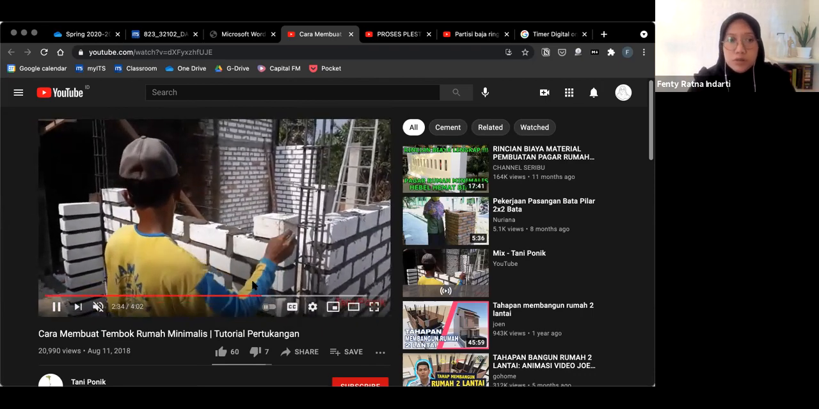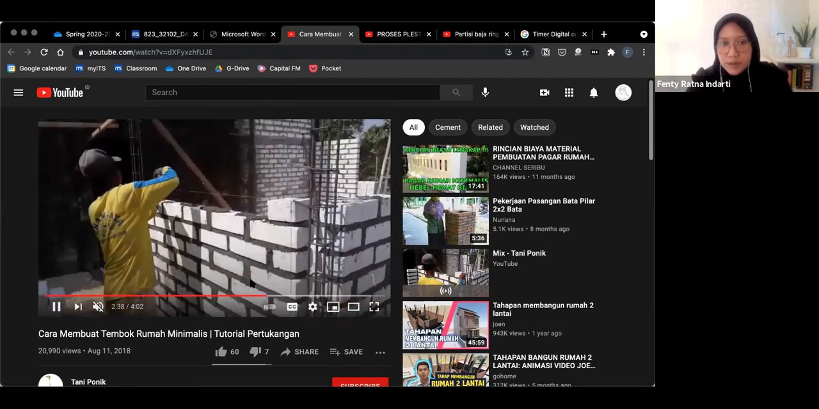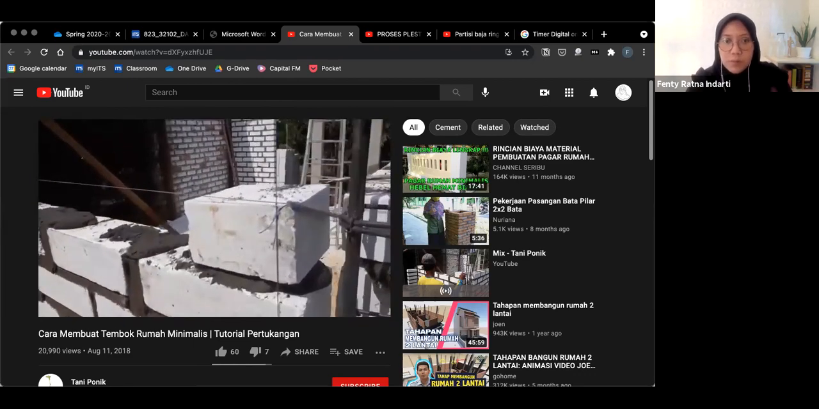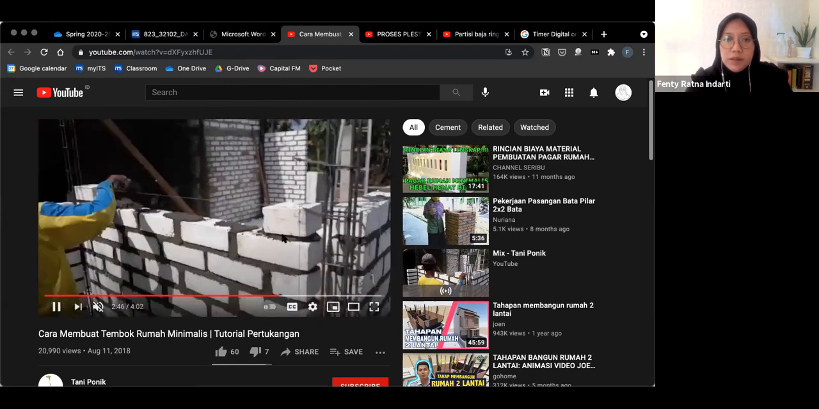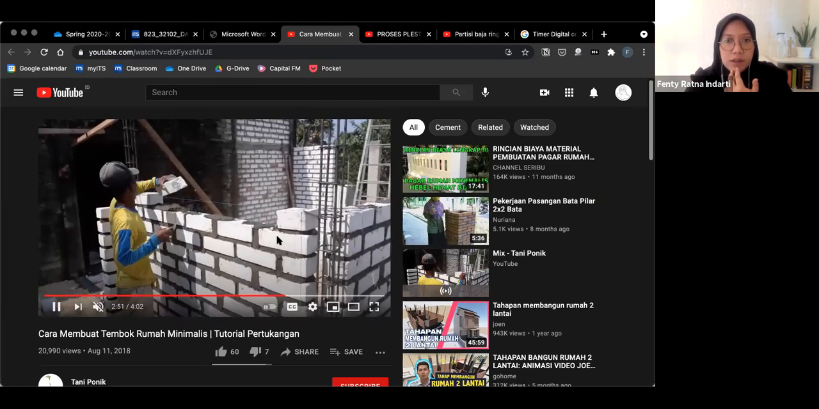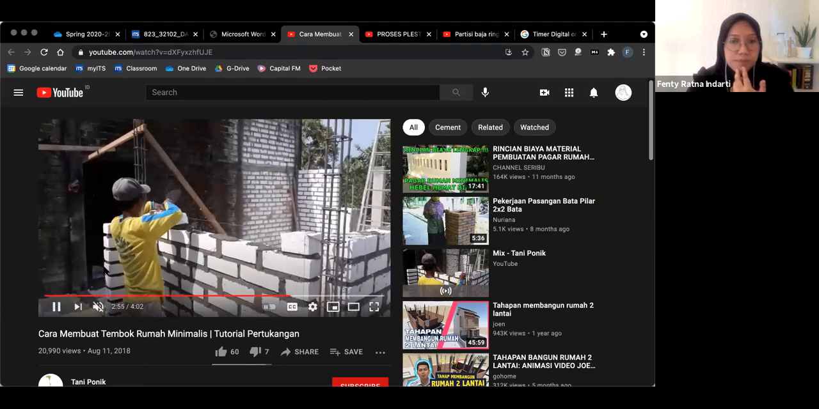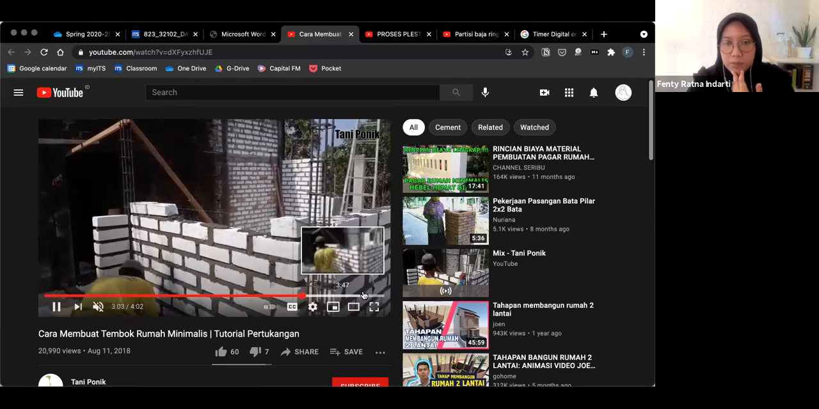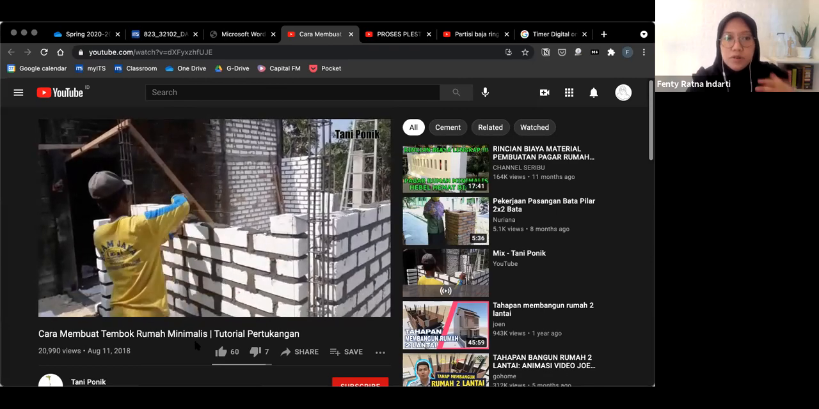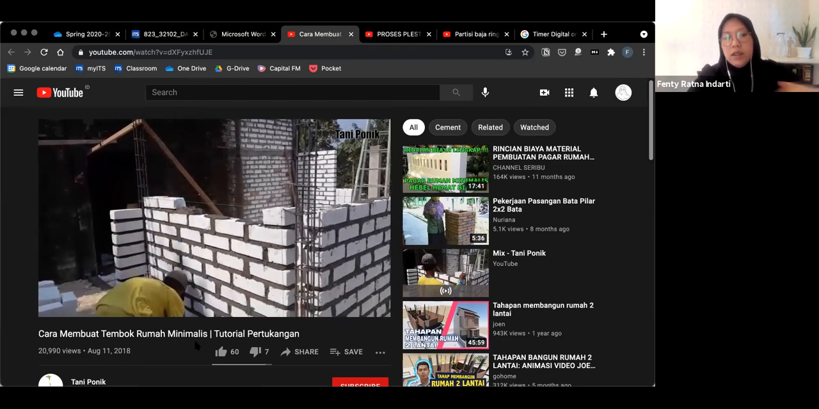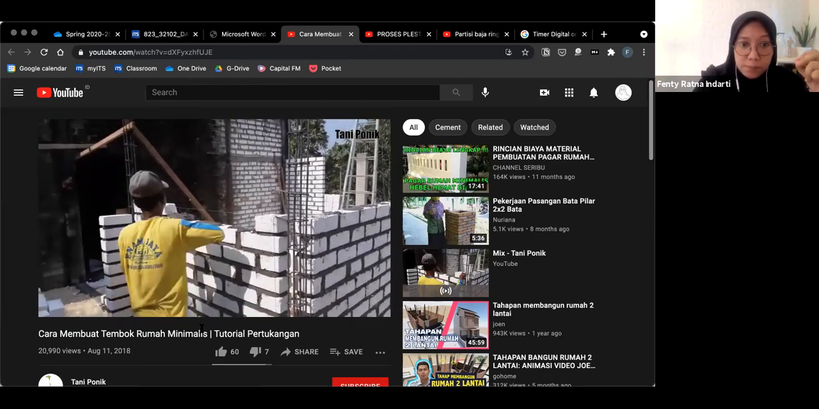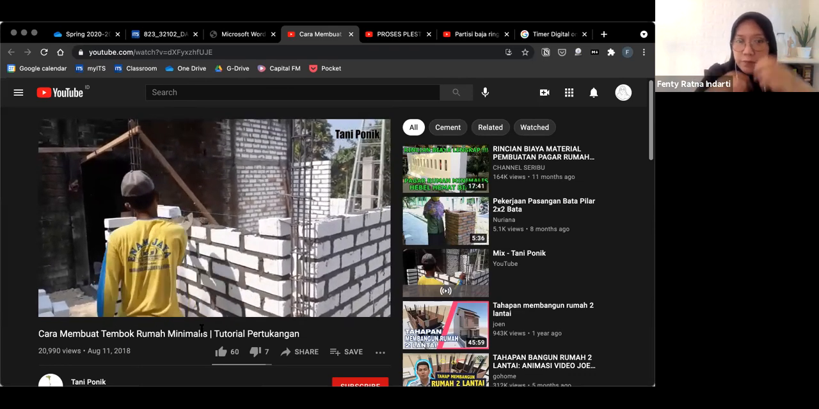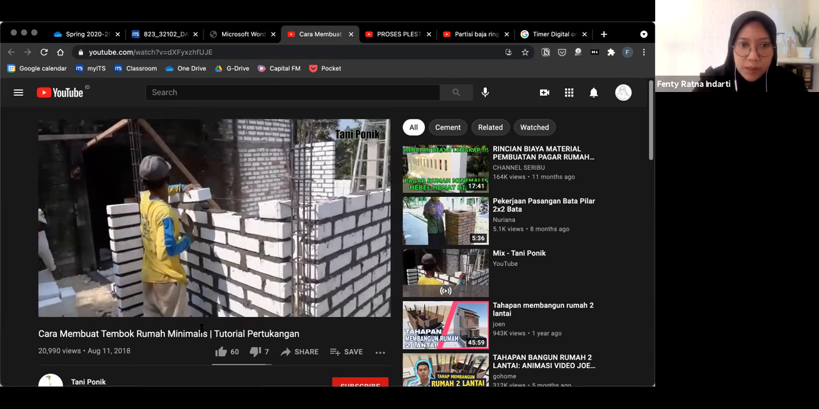So this is what it looks like. No matter what the material is, such as concrete block or clay brick, it's the same like this. So this is what it looks like in real life. I think that's all from this process. I think it's very simple. You just stack your brick, but you put adhesive in between, which is called plaster.